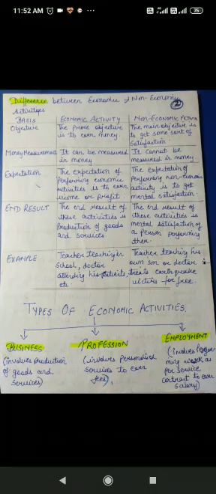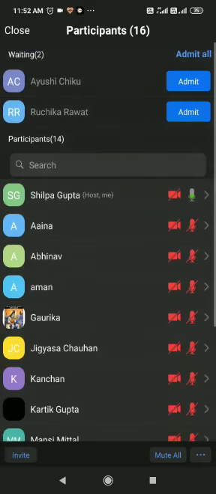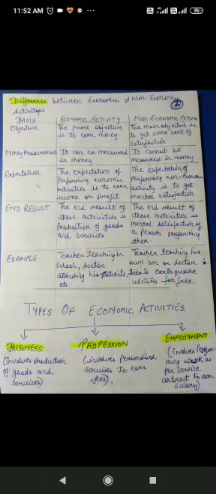Expectation. The expectation of performing economic activities is to earn income or profit. Whenever we work, we do it for some income, for some salary, or for some profit. And in non-economic activities, the expectation is to get just mental satisfaction and not money. Now, what will be the end result? The end result of economic activities will be the production of goods and services.